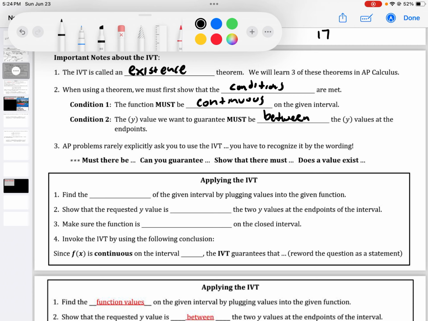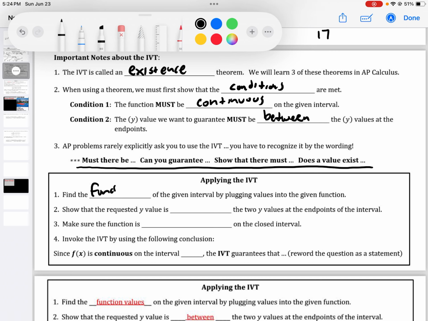So AP problems rarely explicitly ask you to use IVT, but you just have to recognize the wording on when you need to use it. It'll say like, must there be a time? Or can we guarantee? Show that there exists. Does a value exist? So those are the key phrases that tell you, oh, it's the intermediate value theorem. That's what I'm supposed to be doing.